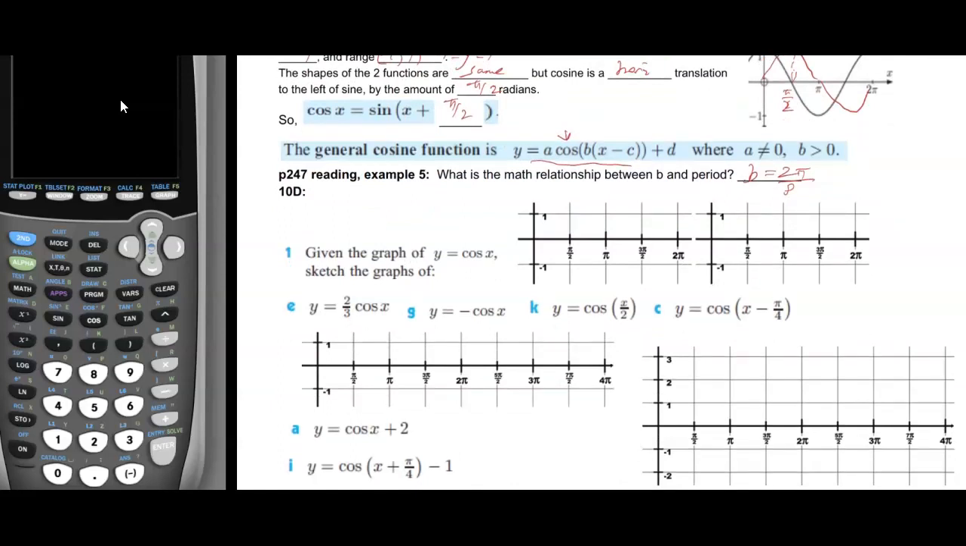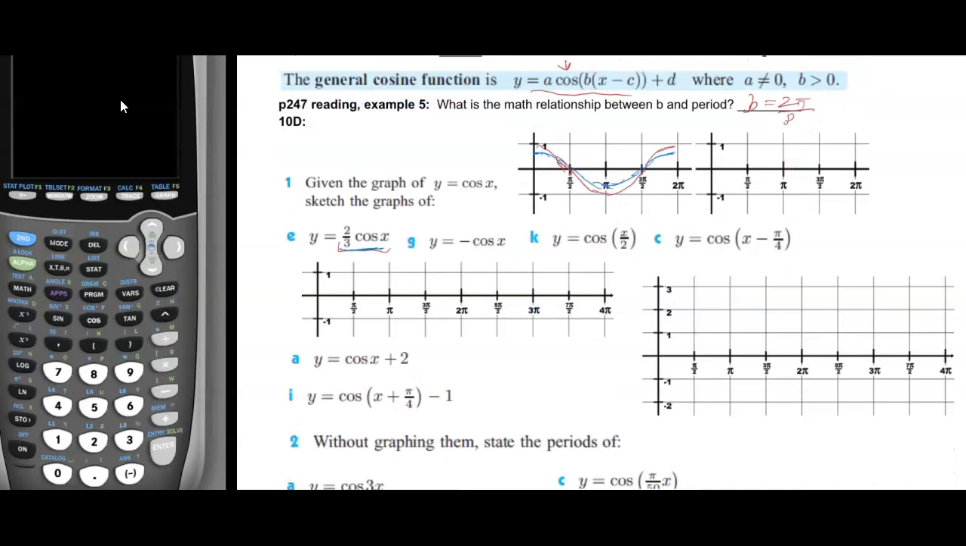Number 1, given the graph of y equals cosine x, sketch the graphs of the following. So first I'm just going to draw cosine x, just so that we have a reference, kind of like that. Now I'm going to do 2/3 cosine x. So 2/3 cosine x would be 2/3 as high. You can see that 2/3 multiplied on the outside is a vertical compression, right? So the blue is vertically compressed relative to the red.